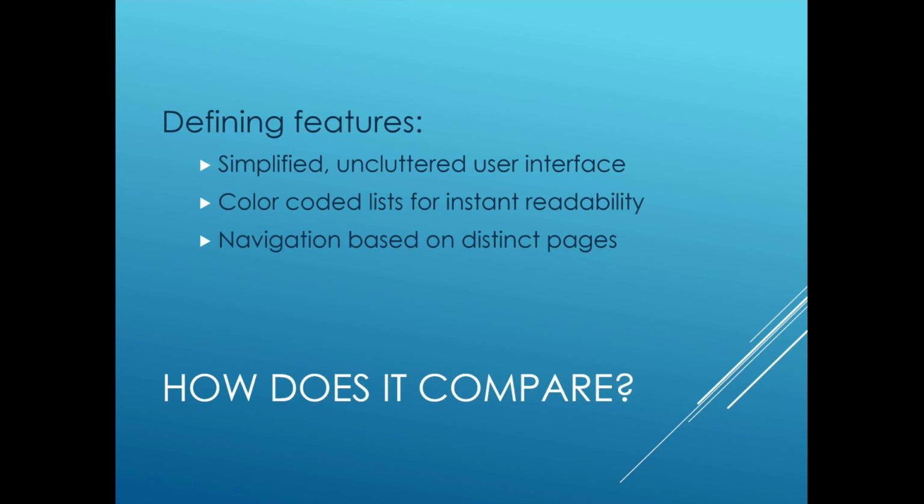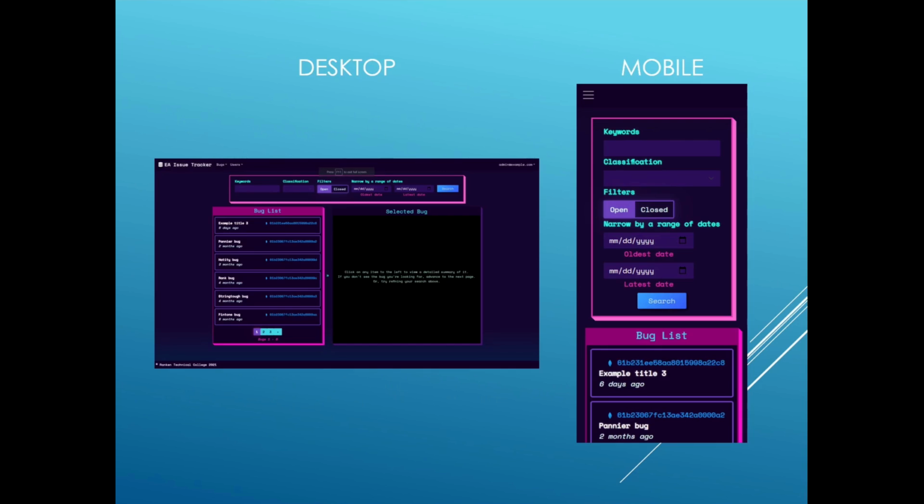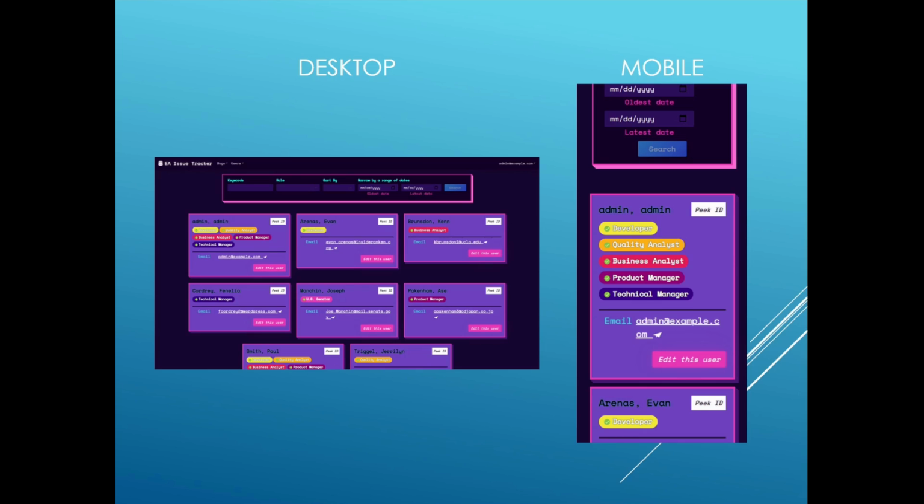Taking a look at the first screenshot I prepared, the difference is apparent. These images showcase the page that lists the issues or bugs in both desktop and mobile screen sizes. These last images are of the user list, where all the accounts might be listed for managerial purposes.